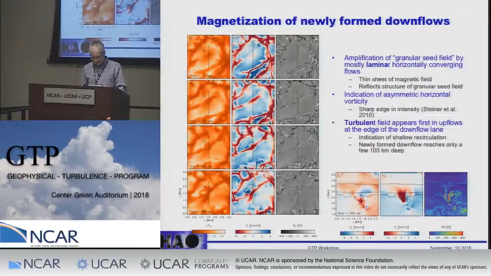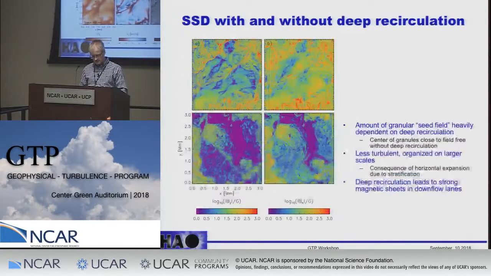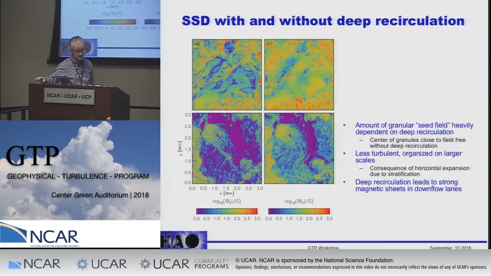So what does this have to do with deep and shallow recirculation? Now, this is an example of really shallow recirculation. So what is the role of deep recirculation here? You can take advantage of this dependence on the bottom boundary condition and set up simulations which either have deep recirculation or don't have it.